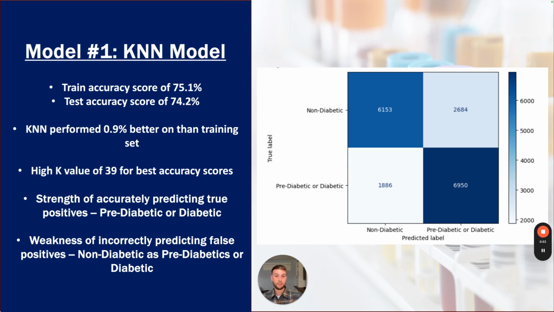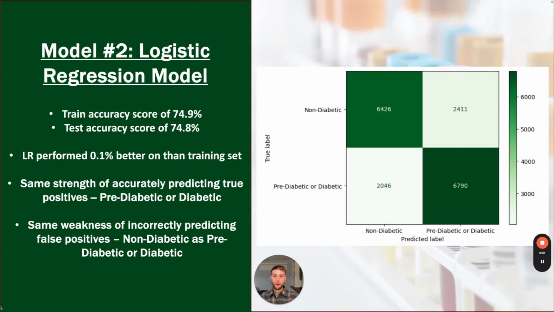Let's see how the other models perform. For my second model type, I used logistic regression. This model's accuracy scores on the training and test sets also beat the baseline model, and they were also very similar to the KNN model's accuracy scores. The training accuracy score was only 0.1% higher than the test accuracy score, meaning it predicts nearly as well on new information as the data it was trained on.